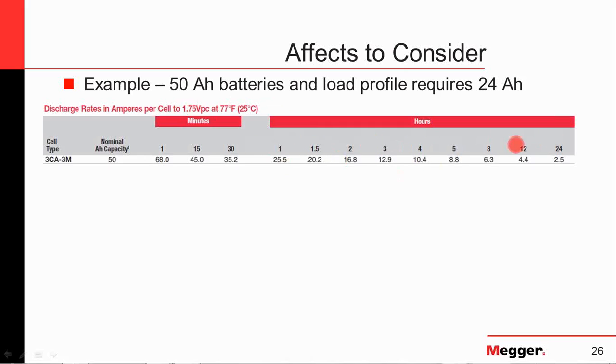Then I have my time across the top, how many hours do I want to do, and it tells me based on this specific battery, the 50 amp hour battery, what my discharge rates will be. As I mentioned earlier, they typically will rate the batteries for a specified amount of time. So this is an 8-hour battery, where if I took 8 times 6.3, that's going to give me my 50. Whereas if I cut it in half to 4 hours, it doesn't double to 12.6, it actually goes to 10.4. That's showing that nonlinear function.